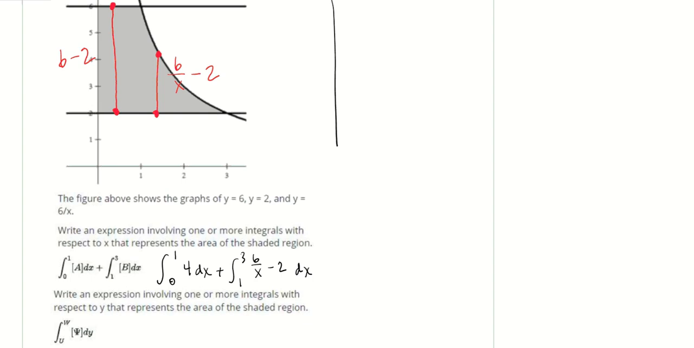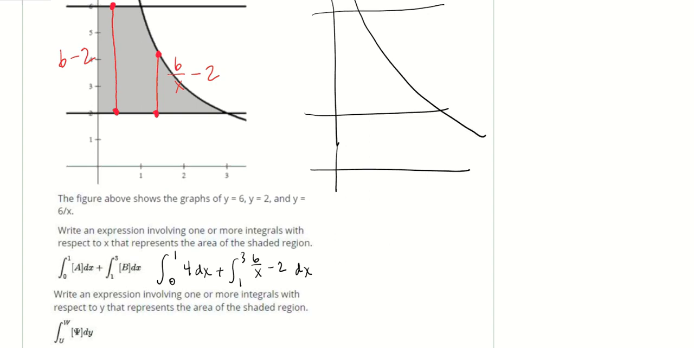If I was going to do this with respect to y, pretty rough sketch, but it's all right. If I want to do this with respect to y, this would probably be a little easier, because I'm always going to have this curve on the right and this on the left. The only issue is I need to write these as x is a function of y. So if I've got y equals 6 divided by x, I could multiply both sides by x, and then solve for x by dividing by y.